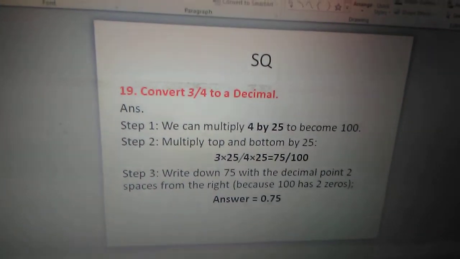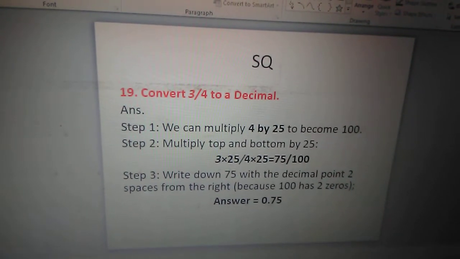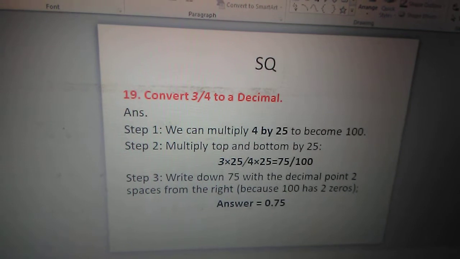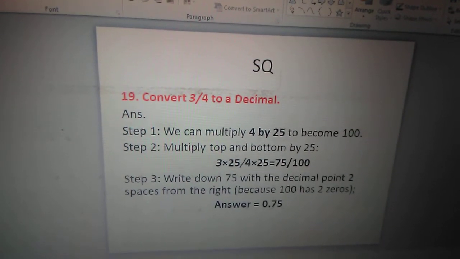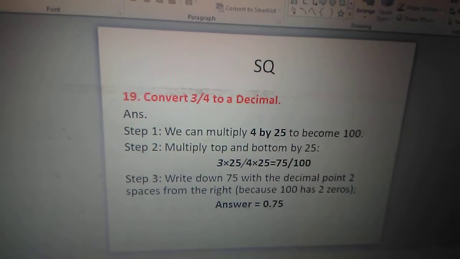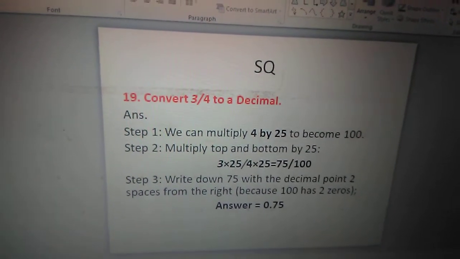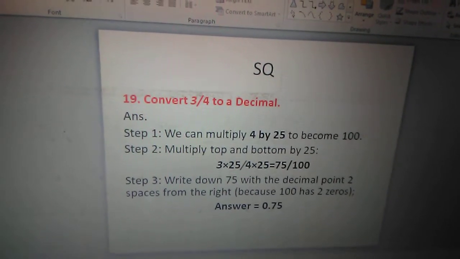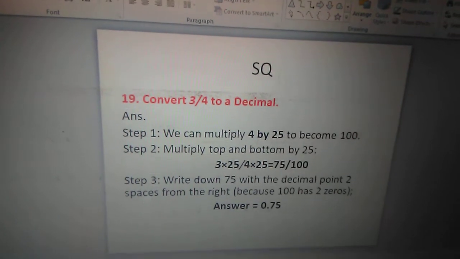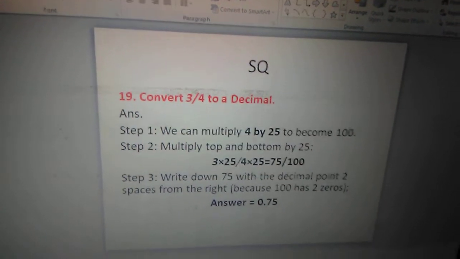Convert 3/4 to a decimal. Look here, the first step is you have to multiply the denominator by such a number so that it becomes 10, or 100, or 1000. So if we multiply 4 by 25 it will be 100. So we'll multiply 3 and 4 by 25. So 3 into 25 equals 75, and 4 into 25 equals 100, so 75/100.